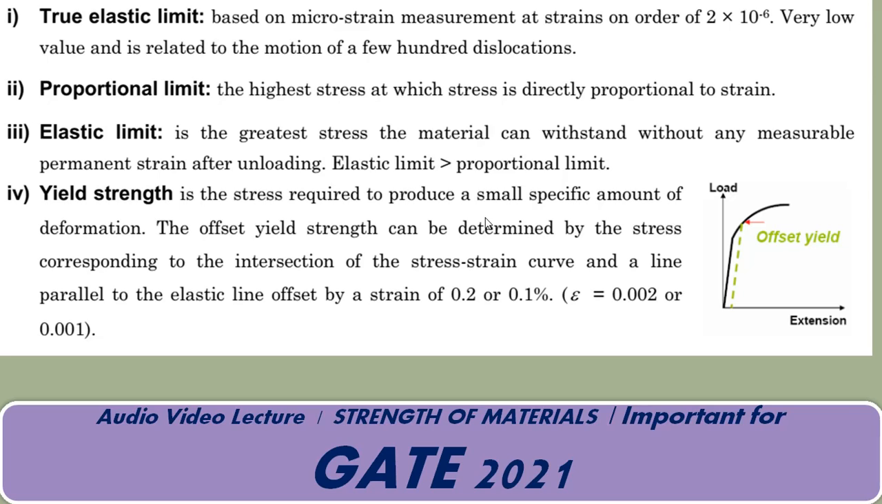Now yield strength is the stress required to produce a small specific amount of deformation. So that is the yield strength. Epsilon is 0.002 or 0.001. So this is extension, and this is the load. This is the offset yield.